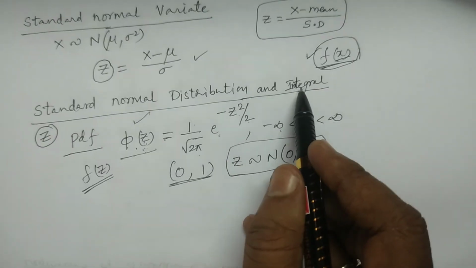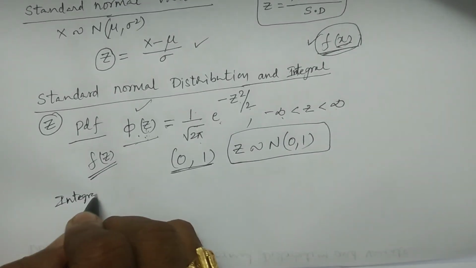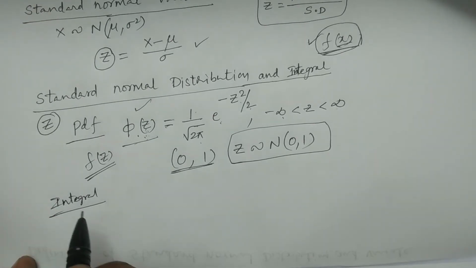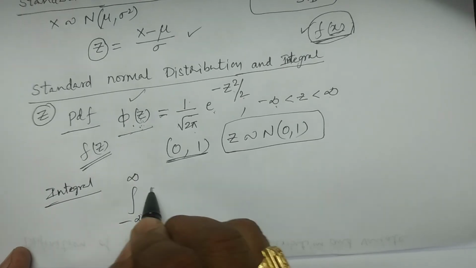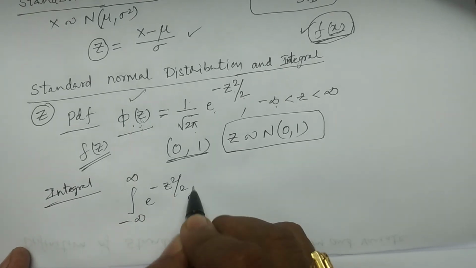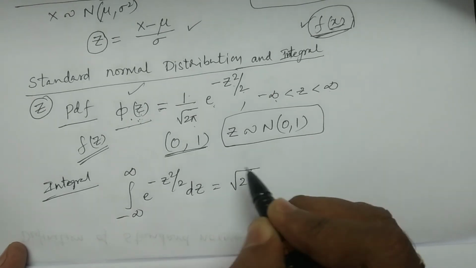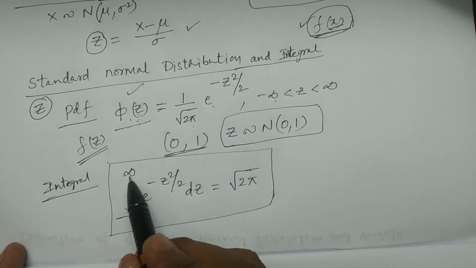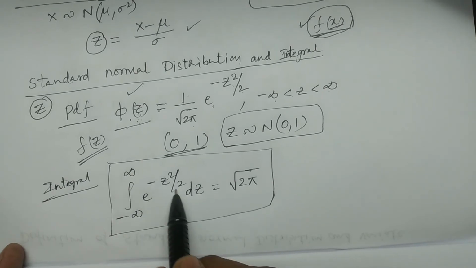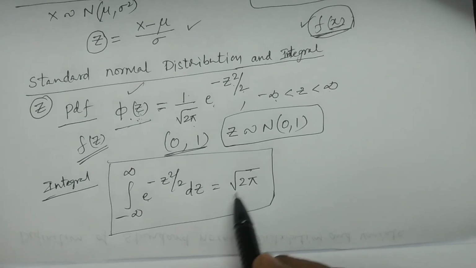And what is standard normal integral? The integral I am writing now, the standard normal integral: integral from minus infinity to infinity of e power minus z square by 2 dz is equal to root 2 pi. This is the value of the integral. If any integral is in the form of integral from minus infinity to infinity of e power minus z square by 2 dz, it is equal to root 2 pi. This is the standard normal integral. You have to remember this formula.